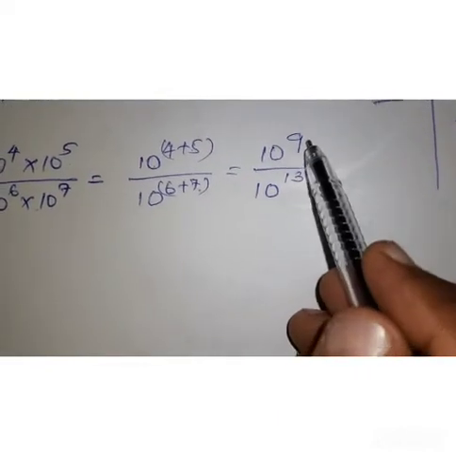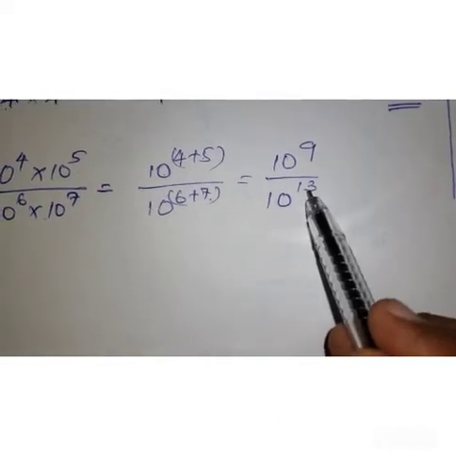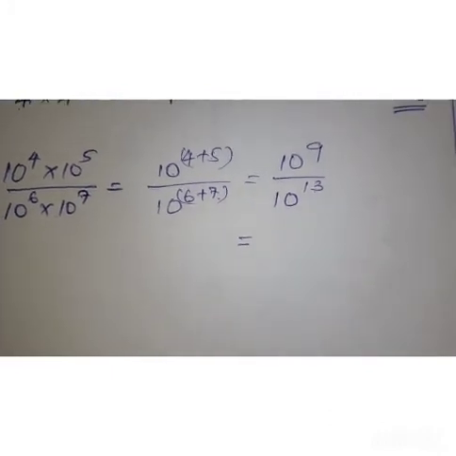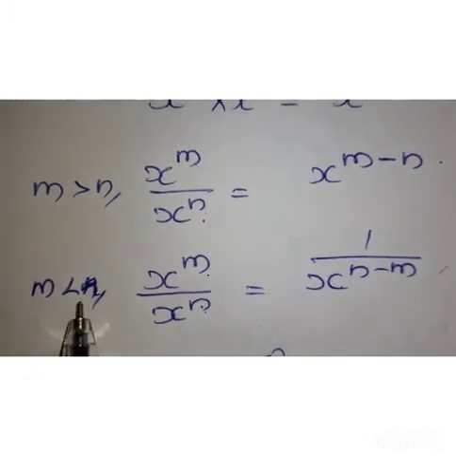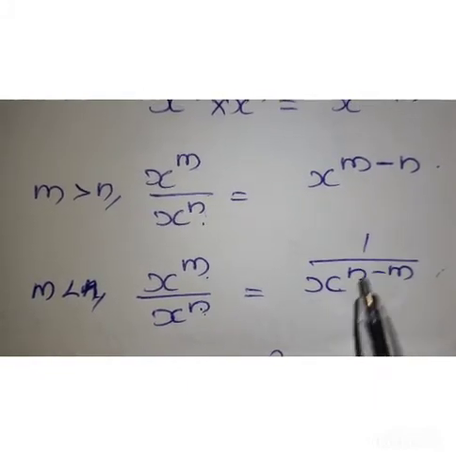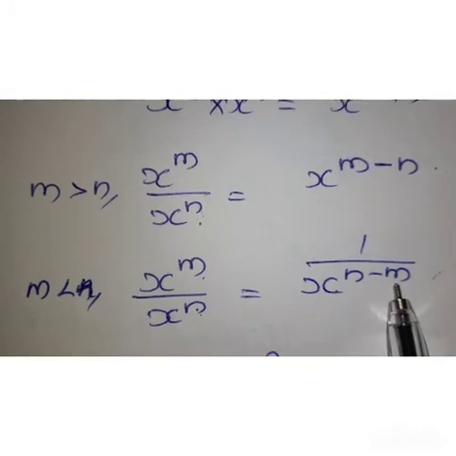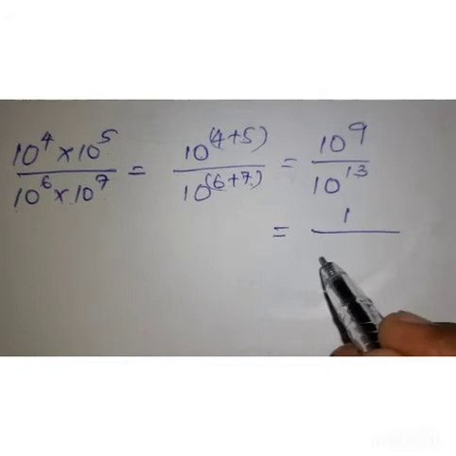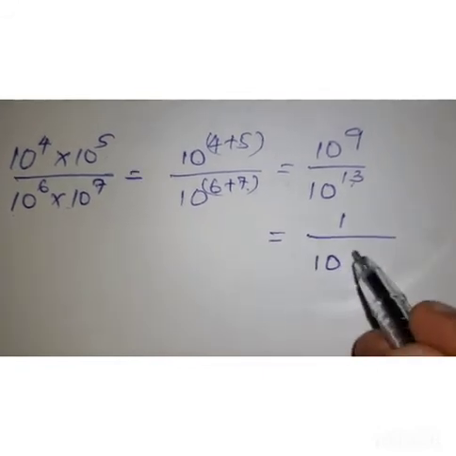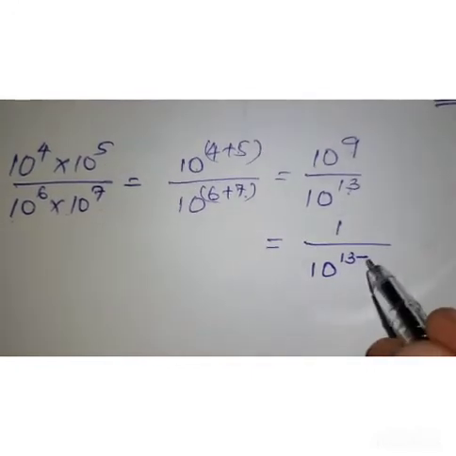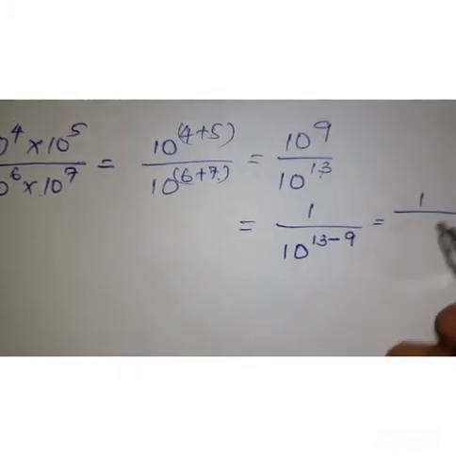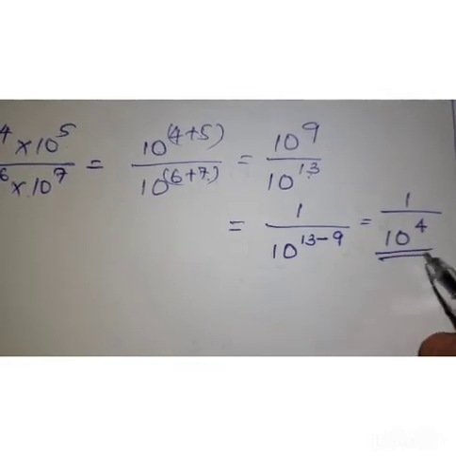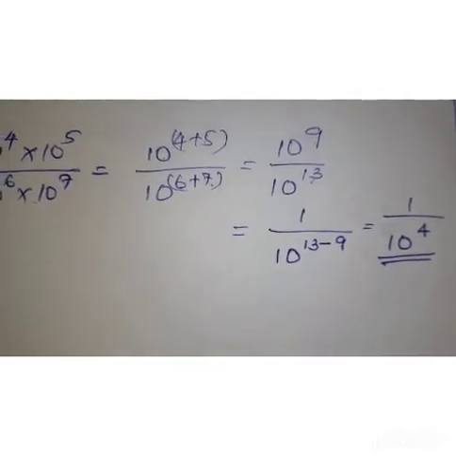See this one. Here, this is the lower number, this is the higher number. You have to use the second equation from the division rule. Which is the rule? m is less than n. What we have to do? 1 by x raised to n minus m. So 1 divided by 10 raised to n, which is 13, minus m. So 1 divided by 10 raised to 13 minus 9, which is 4. So 1 by 10 raised to 4 we are getting as the answer.